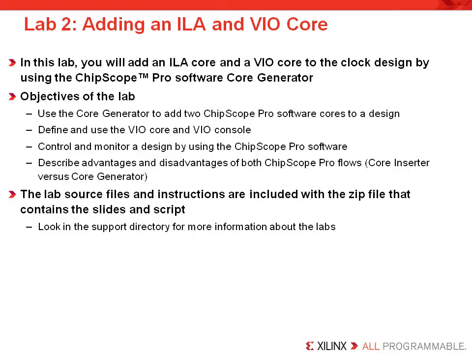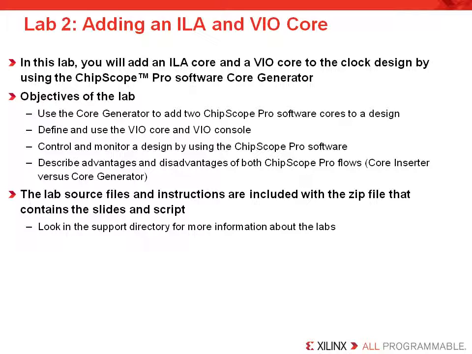In Lab 2, we are going to build on the knowledge we gained in the first lab. We will add an ILA and a VIO core to the design using the code generator flow this time. This lab will give you a chance to work with a different flow. Use the VIO and the VIO console cores to debug, control and monitor your design with the ChipScope software and be able to contrast the two flows, and it's a very worthwhile lab.